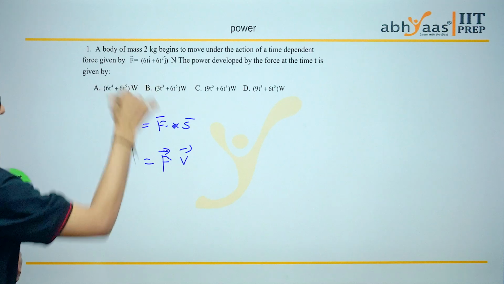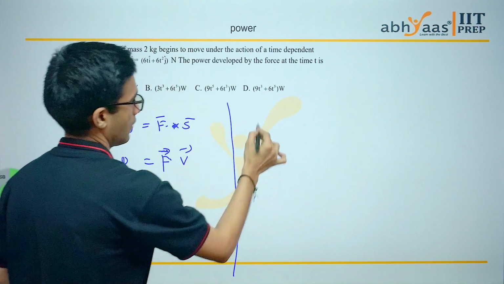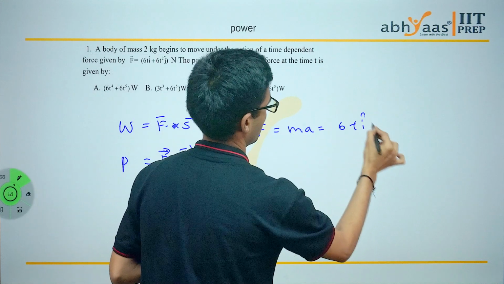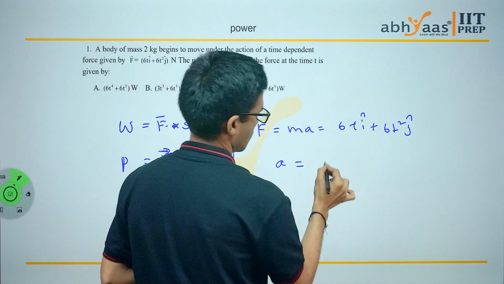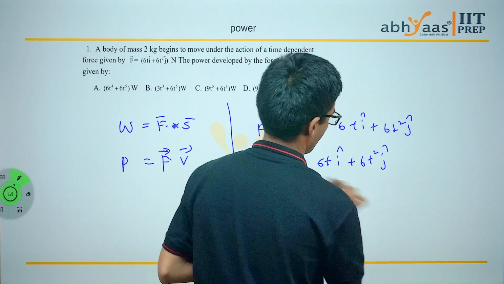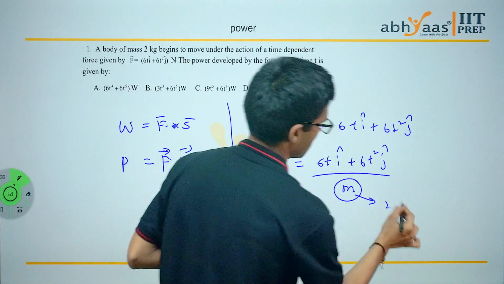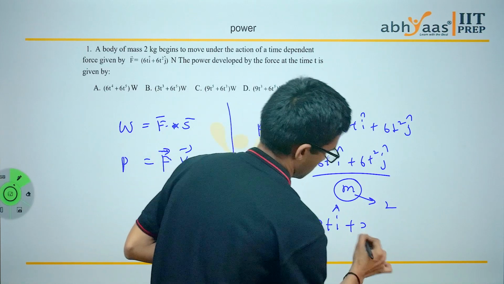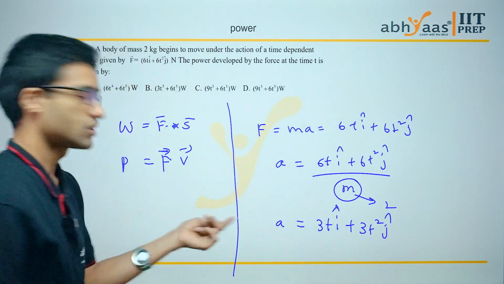But here F bar is given, but we don't know V bar. How to calculate? F is equal to MA is equal to 60 i cap plus 60 square j cap. So acceleration is equal to 60 i cap plus 60 square j cap by m. What is the value of m? 2 kg. M is 2. So 3t i cap plus 3t square j cap, that is acceleration, which is also a vector.